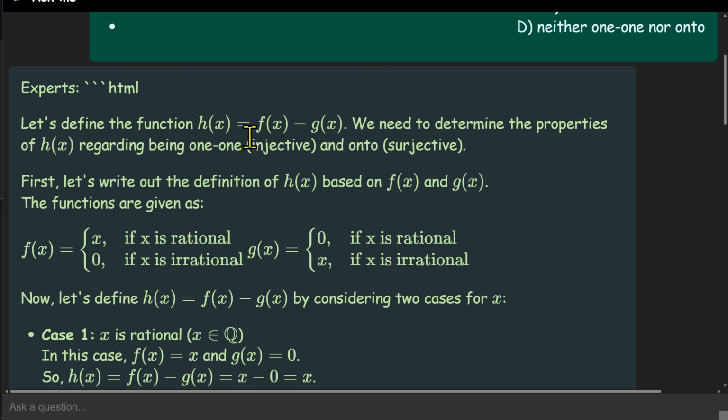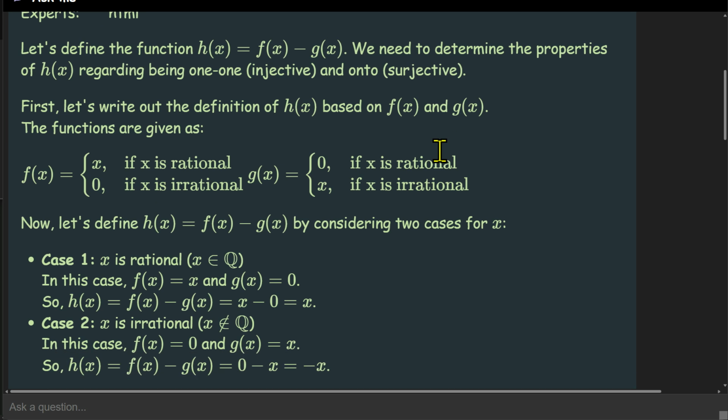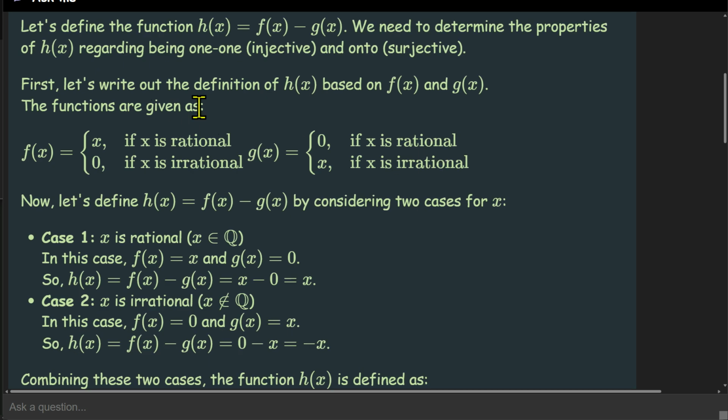Let's define the function h of x equal to f of x minus g of x. We need to determine the properties of h of x regarding being 1-1 (injective) and onto (surjective). First, let's write out the definition of h of x based on f of x and g of x. The functions are given as f of x equal to this one and g of x equal to this one. Let's define h of x equal to f of x minus g of x by considering two cases for x.